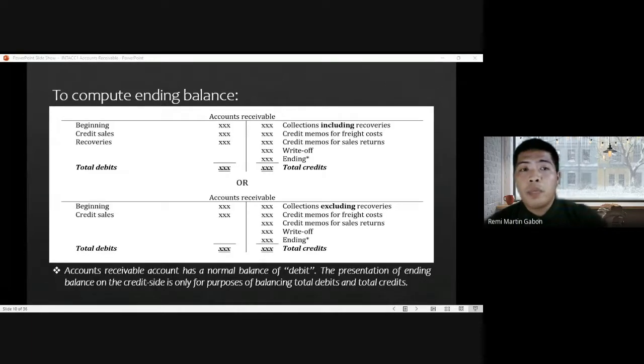So in our perspective, since the total debits naman yung complete, no matter what is the amount of the total debits, we assume that it must be the amount of the total credits. Kasi yun naman dapat, total debits must equal total credits.